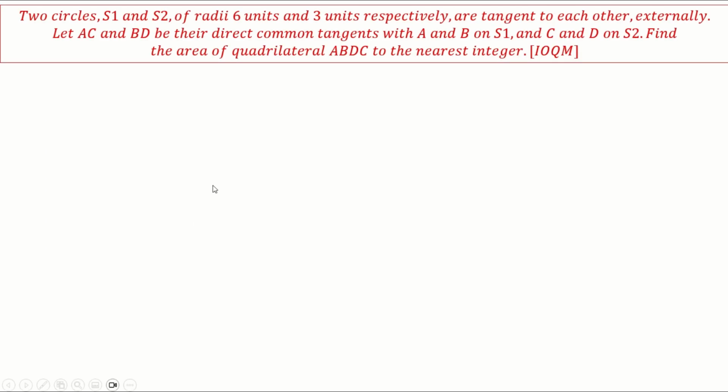Two circles S1 and S2 of radii 8 units and 3 units respectively are tangent to each other externally. Okay, they are touching each other. AC and BD are their direct common tangents with AB on S1, CD on S2. Find the area of quadrilateral ABCD to the nearest integer.